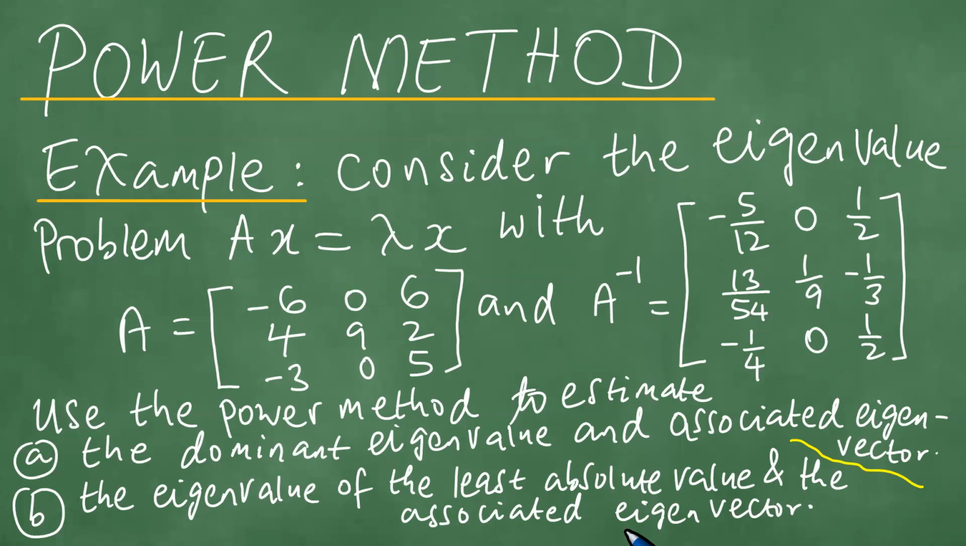Either way, we are then done with this. The one of the least absolute value: for the least absolute value, we find the inverse. And we deal with the inverse, looking for the dominant one in the inverse, and then we take 1 over. But for the dominant eigenvalue, we just use the matrix A. Okay, what about the part C?